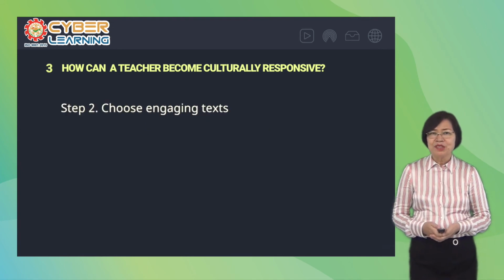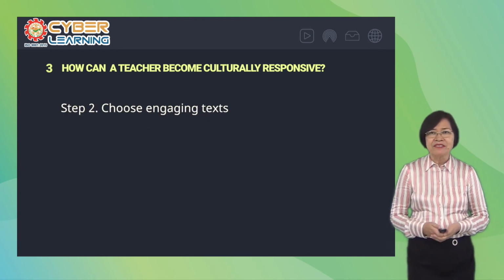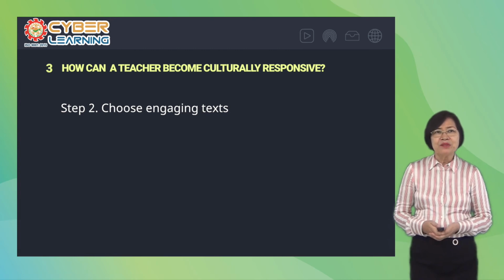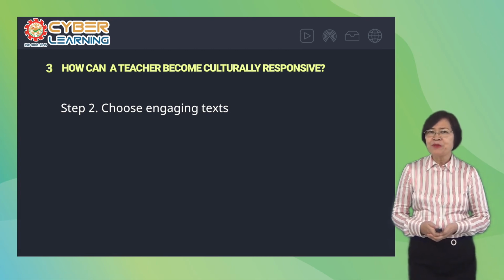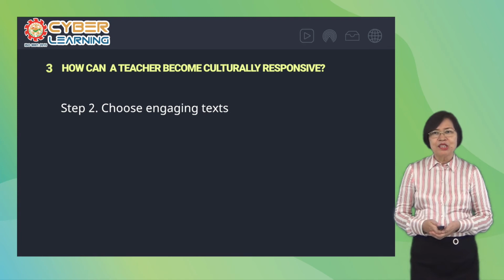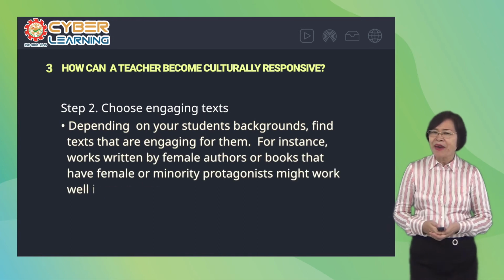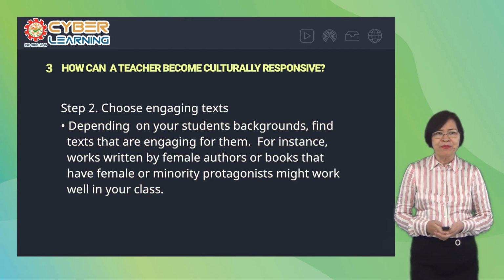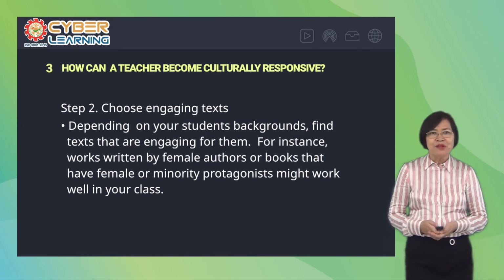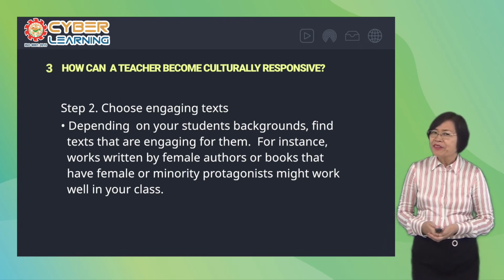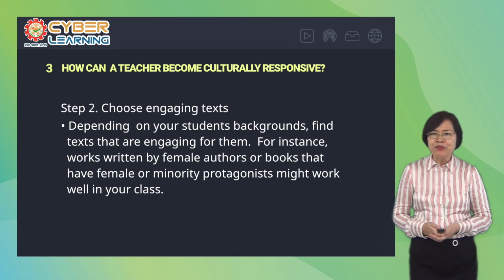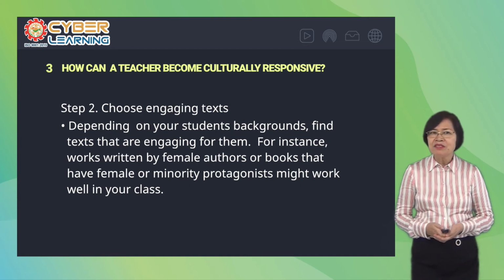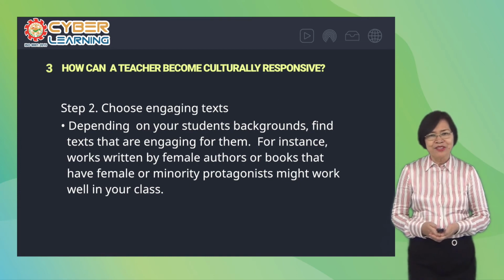Step 2. Choose engaging texts. Your classroom needs to better represent your students, to inspire them to connect to the text. Depending on your students' backgrounds, find texts that are engaging for them. For instance, works written by female authors or books that have female or minority protagonists might work well in your class.